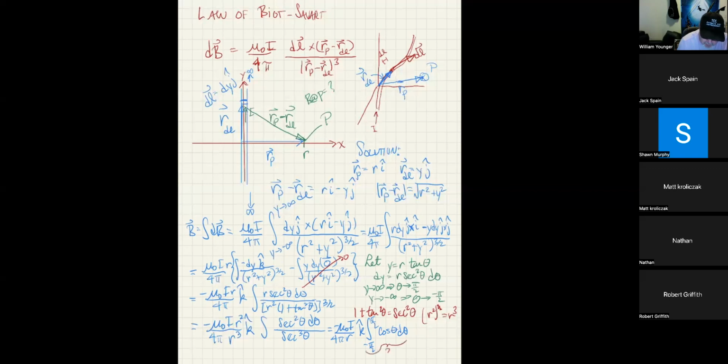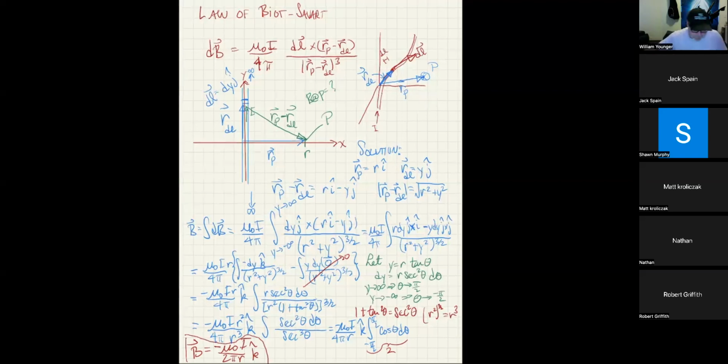just becomes 2. So ultimately what we see is B is equal to mu 0 I over 2 pi r k hat with a negative. And that's sort of the answer, but I'm going to do some explanation of it in a second. So let me stop sharing just a second to explain what I mean.